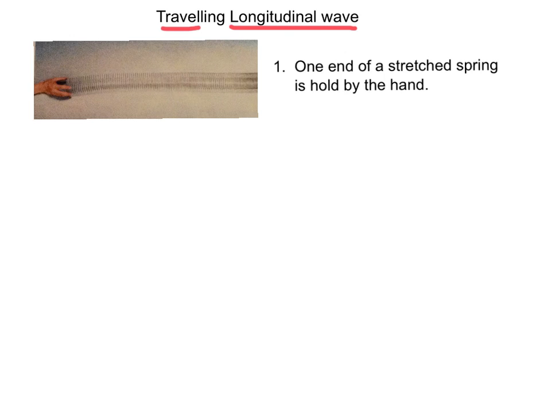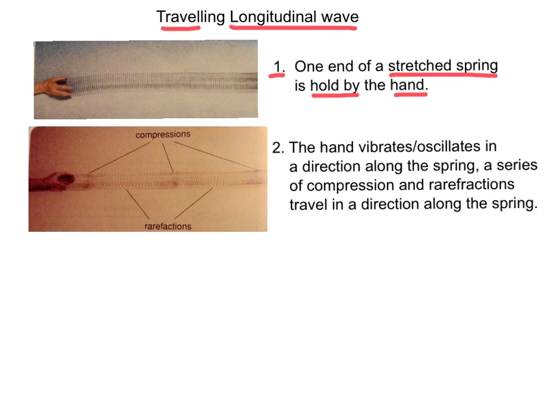In this chapter, you will learn what is a traveling longitudinal wave. First, one end of a stretched spring is held by the hand. Next, the hand vibrates or oscillates in a direction along the spring. We see that a series of compressions and rarefactions travel in a direction along the spring.